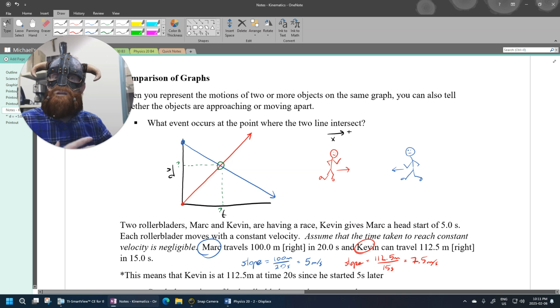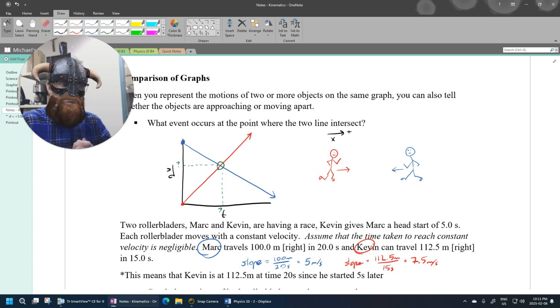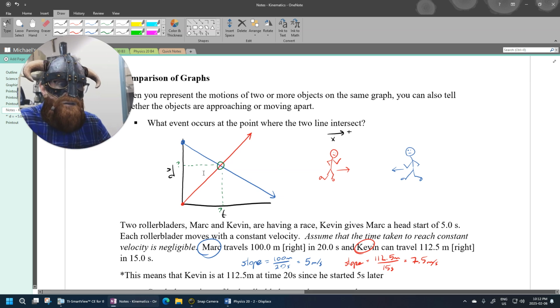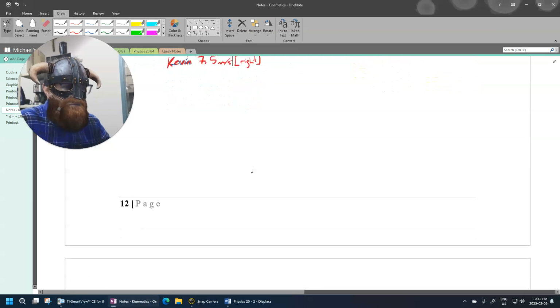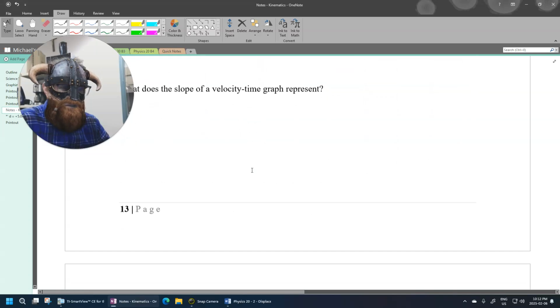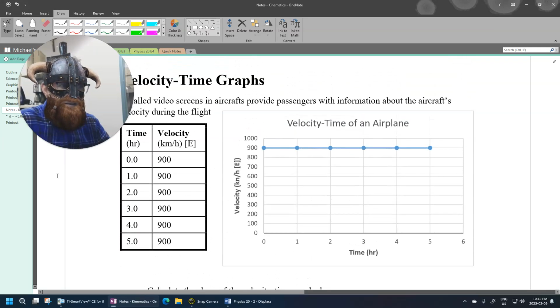But what if we're not at constant velocity? What if our motion is not uniform? What if we're in some other type of motion, like accelerated motion, jerking motion, etc., those weird ones that we're talking about? What would the graph look like, right? And what would a velocity time graph look like in these situations as well? So let's go to page 13 here.